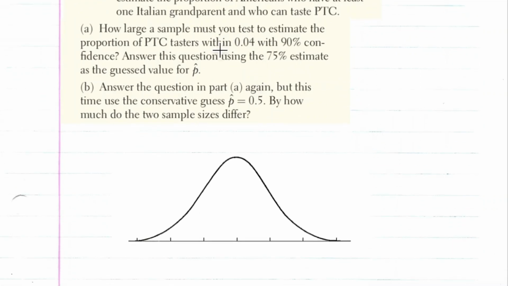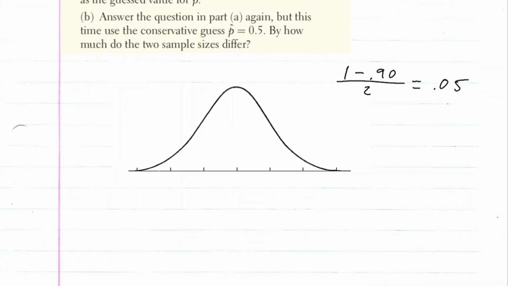Okay, so the maximum margin of error is 0.04, the confidence level is 90%, and our sample proportion is 0.75. All right, so let's try to find our corresponding z values for this. So we have 1 minus 0.90 divided by 2. That's going to be 0.05. So those are the areas that we want, those probabilities, right? So we have 0.05 and 0.05, and this here is 0.90.